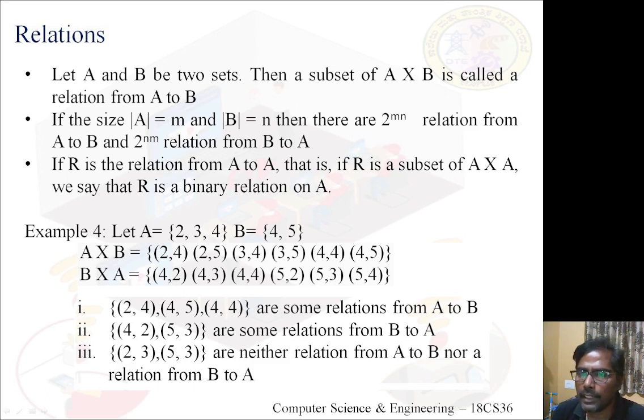And we can analyze that this set, which consists of ordered pairs representing those elements of set A and set B which are related, is a subset of A cross B. And this subset of A cross B we call a relation from A to B. Got it? So what is a relation from A to B? It is nothing but any subset of A cross B.